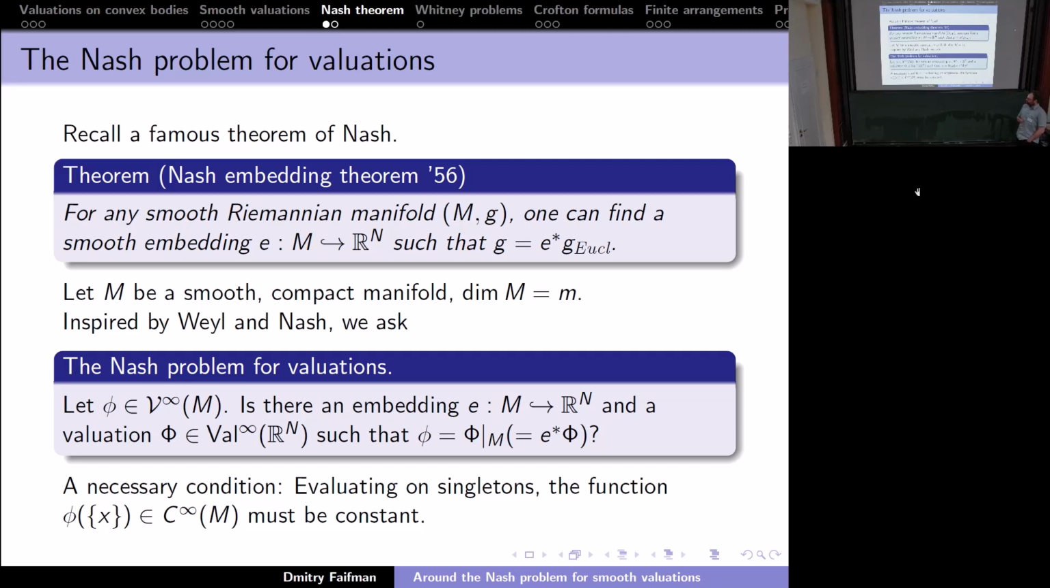First you notice there is an obvious obstruction here. For instance, if it is the restriction of a translation-invariant evaluation, this little phi, you can evaluate it on test sets which are just singletons. And if it's the restriction of something that's translation-invariant, it's going to be independent of the choice of point. Okay, so that's an obvious restriction. This function must be constant.